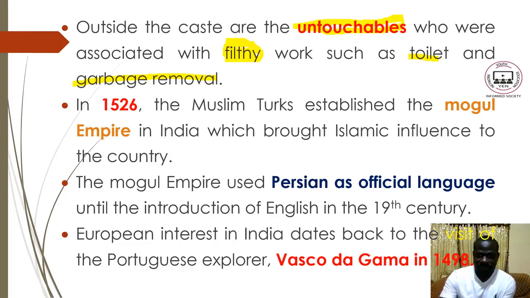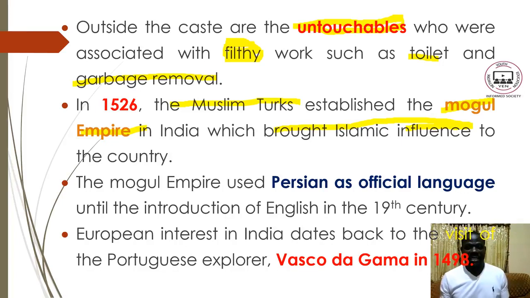What happened was that in 1826, the Muslim Turks established what was called the Mughal Empire. This brought about Islamic influence in India. India was now ruled or influenced by Muslims. The Mughal Empire used their language, Persian, as the official language. This was there until the 19th century, when English was introduced by the British.